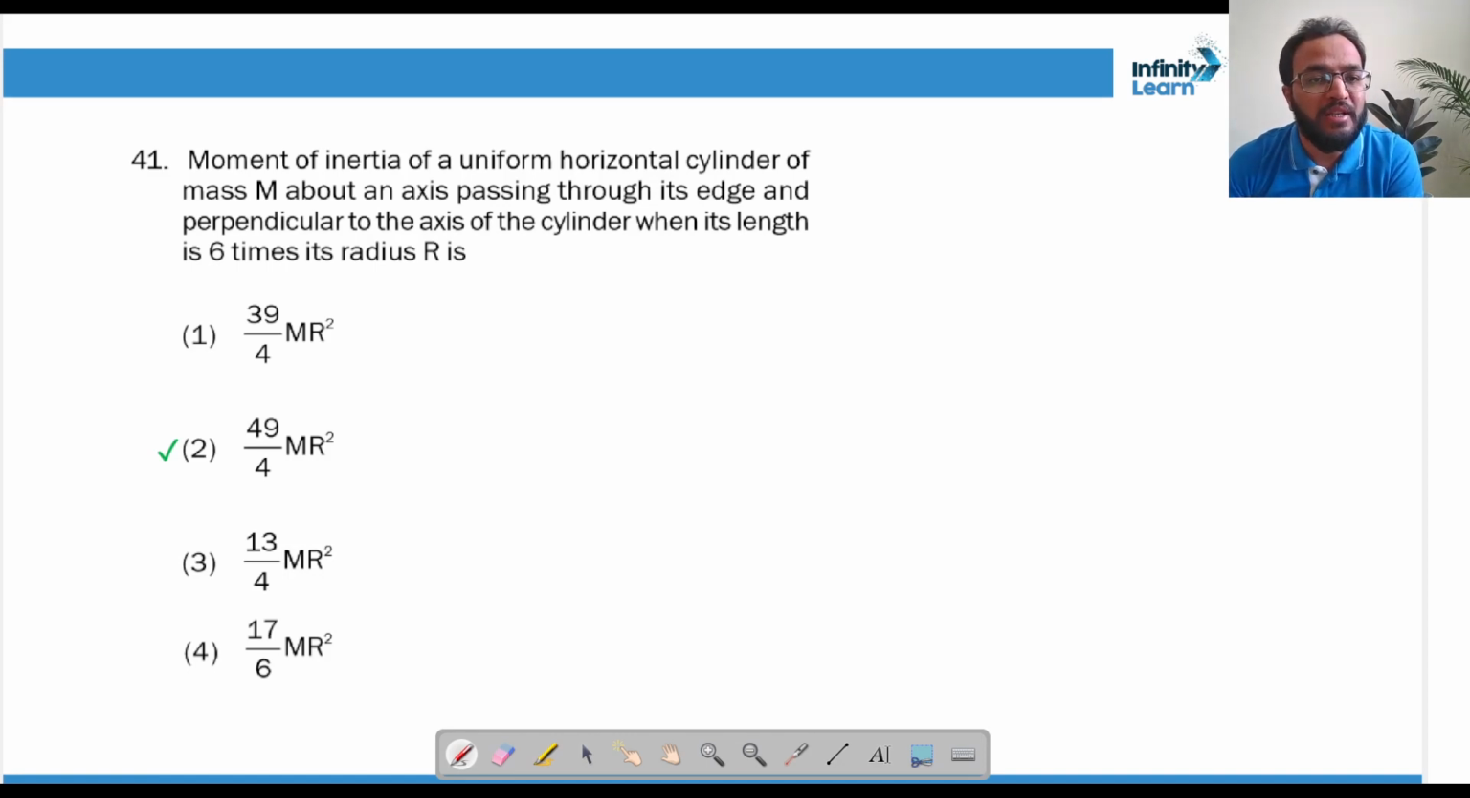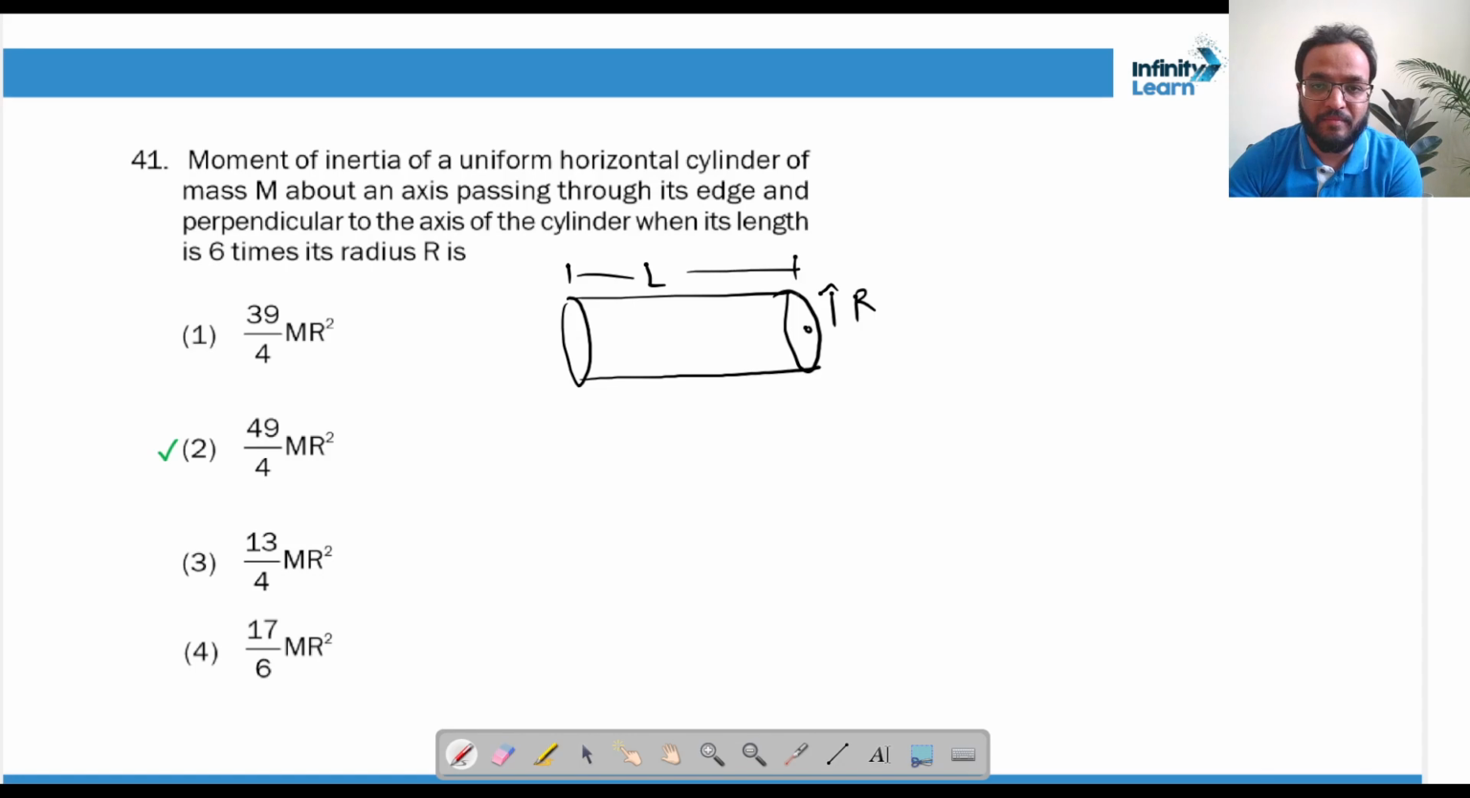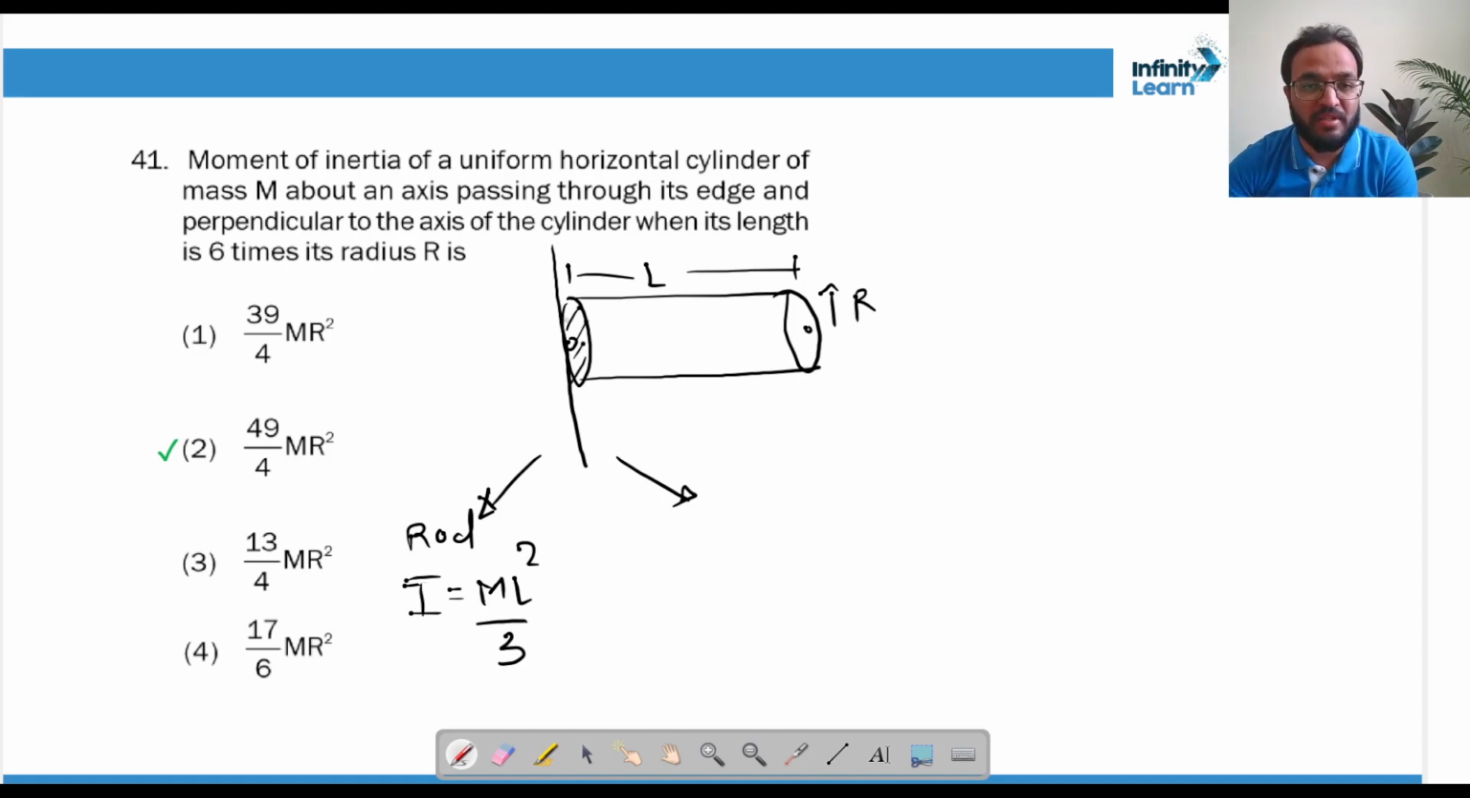Moment of inertia of a uniform horizontal cylinder of mass m. Okay, this is an important question. I'll tell you a hint behind it. Whenever this kind of question comes, when a cylinder is given where radius and length are comparable, and they are asking you about this axis, you divide it into two parts. If you consider this as a rod, then moment of inertia will be ML square by 3, and if you consider this to be a disc, this is the diametrical axis. So if you consider it to be a disc, then moment of inertia will be MR square by 4. Because for a disc, about its diameter, the answer is MR square by 4.